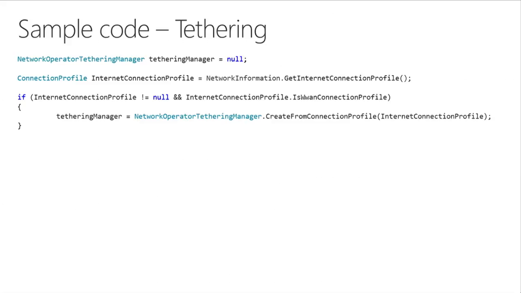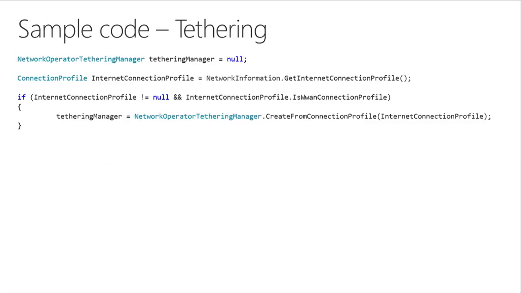So the first step in this sequence of calls here is to create a tethering manager. We've set one to null because we're not sure if we are connected to cell yet. That is the first check that proceeds in this bit of sample code here. So I see if I have an internet connection profile currently, and then I check to see if it is a WWAN connection profile, another name for the cellular connection. So if I am indeed connected, and if I do have a connection over cellular, then I can retrieve a tethering manager and create it from that connection profile.